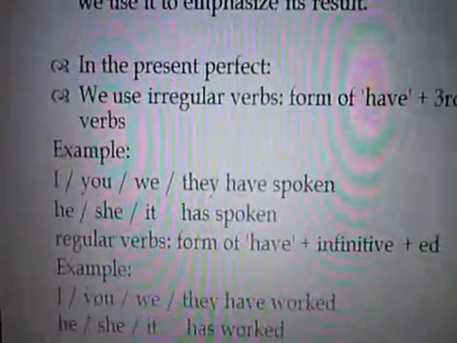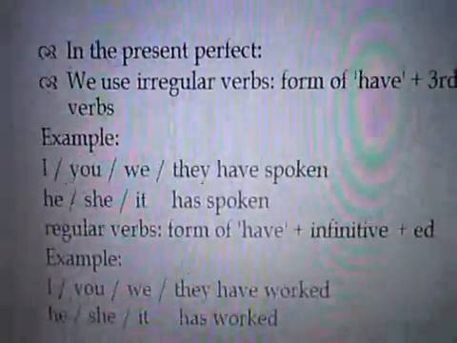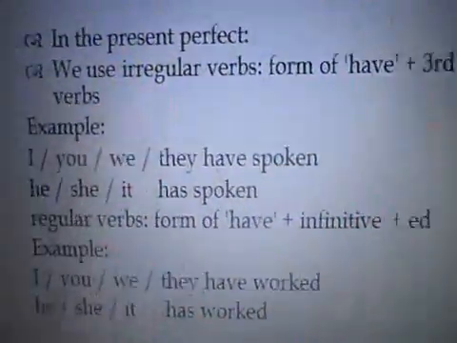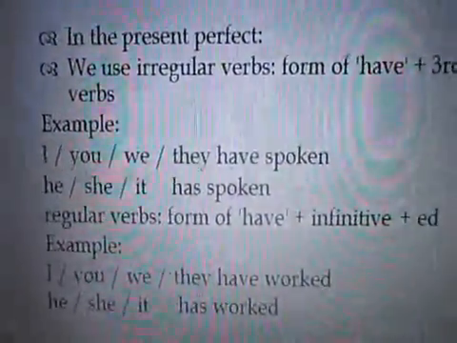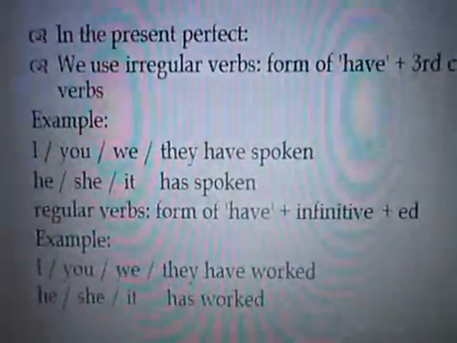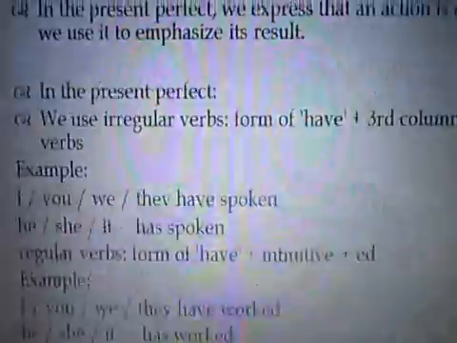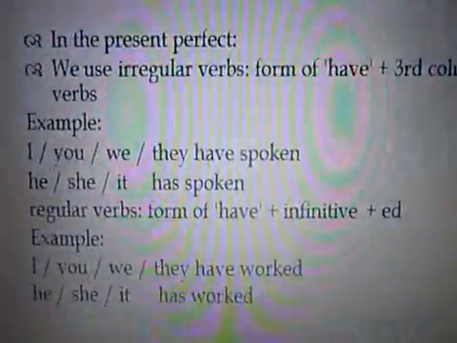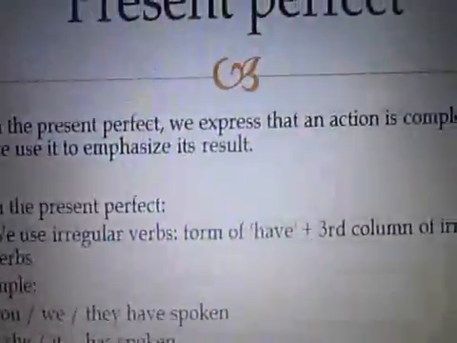And for the regular verbs that you already studied, the form is have plus the infinitive finishing in -ed. Example: I, you, we, they have worked. He, she, it has worked. As you can see, the action is already finished. We already finished speaking. We already finished working.